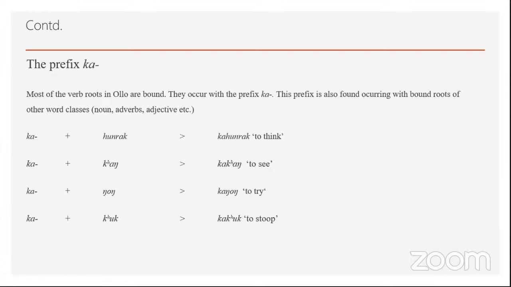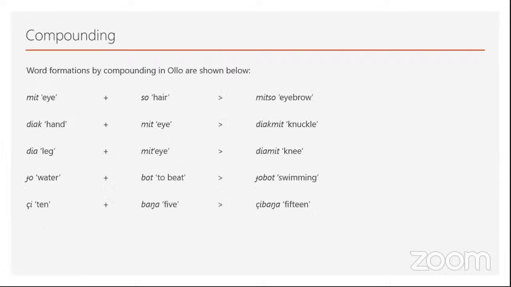Here are a few examples of the Follow bound words prefixed with the prefix ka. So coming to the compounding, here we have some compound verbs and compound nouns. Here, mit means eye, and hair, so it becomes eyebrow. And then yak, mit, hand, eye, it becomes diamit, that is knuckle. And then dia means leg and eye, diamit, it becomes knee.